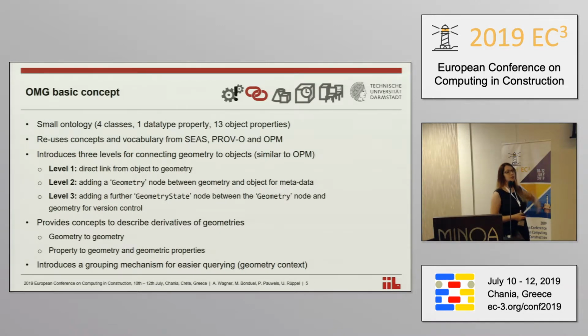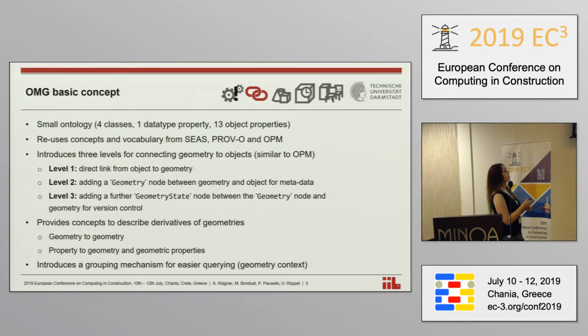The first level is basically just to create a unified linking between an object and its geometry description. And in the second level, we reify this property and we create an additional node which allows you to add metadata to every geometry description and therefore have multiple geometry descriptions for the same object while being able to differentiate between those descriptions. And level 3 goes even further. With introducing a geometry state, we allow to keep track of the version of the geometry description.